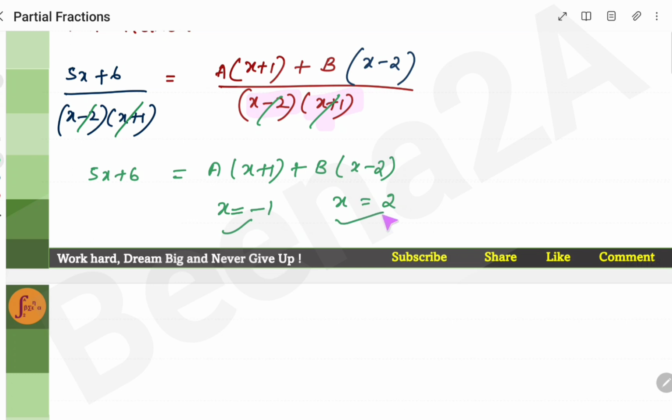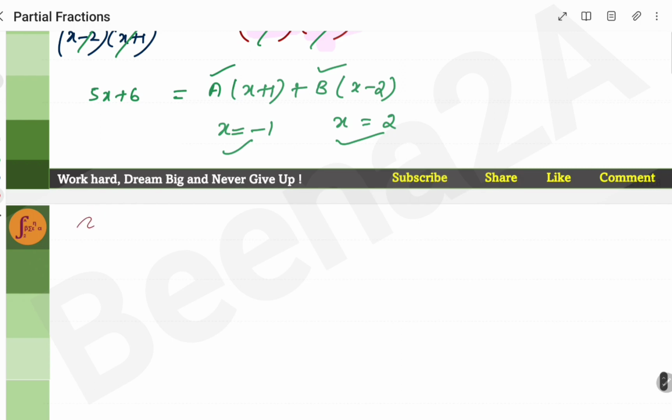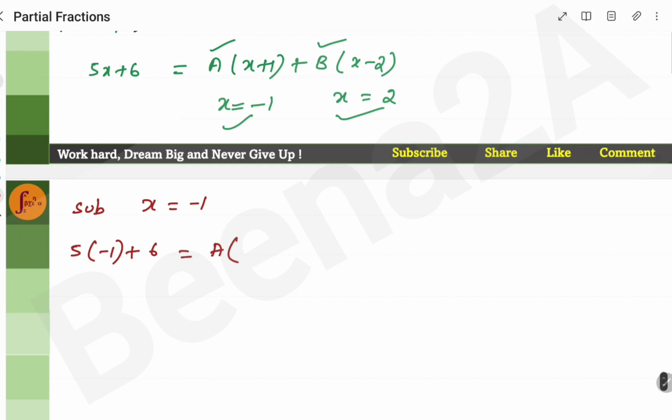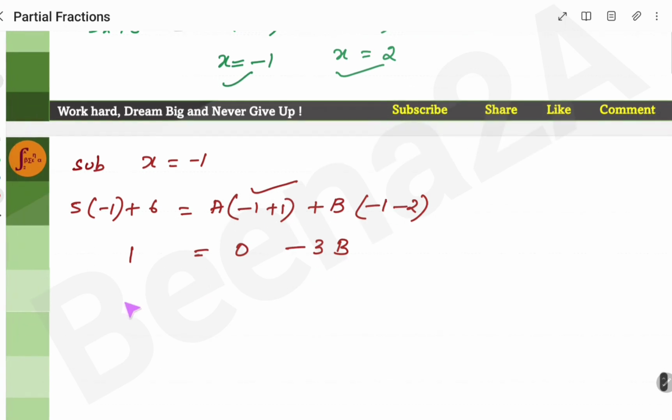Now I have to substitute each of these x values and find a and b, right? Now we'll substitute x is equal to minus 1. So it's 5x. So 5 into minus 1 plus 6 is equal to a into, instead of x I put minus 1 plus 1, plus b into minus 1 minus 2. Notice one of the terms will become 0 here, right? So minus 2 minus 1 is minus 3b. Minus 5 plus 6 is 1. Therefore b is equal to 1 by 3, minus 1 by 3, right?